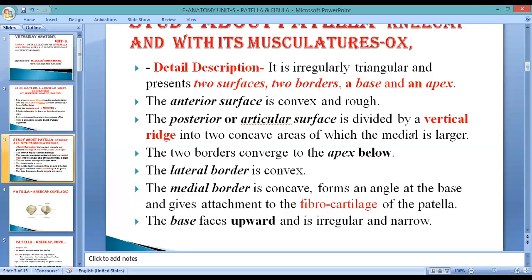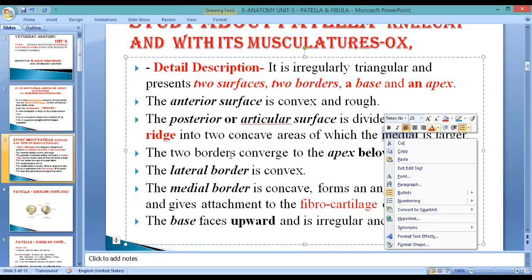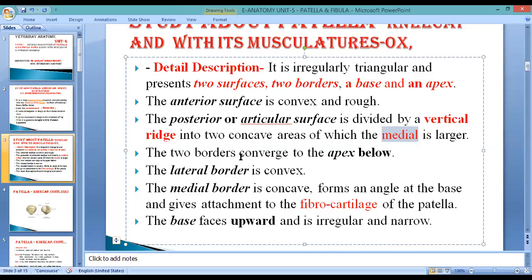One is the medial, another is the lateral. We all know medial is the larger. Why is it larger? We have already discussed, and lateral will be the smaller, as we have already seen in the condyle and trochlea of the femur and the condyle of the humerus also. So the posterior articular surface is divided into two parts, lateral and medial, by a ridge known as the vertical ridge, and out of these the medial one is the larger. So that's all.